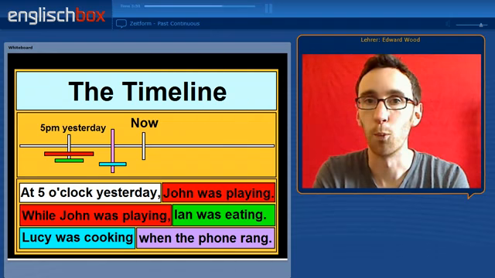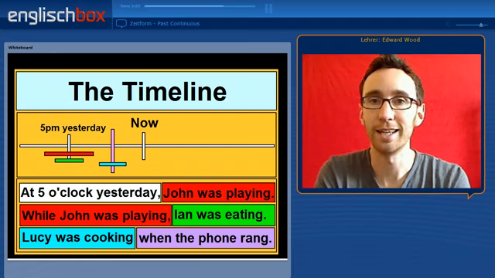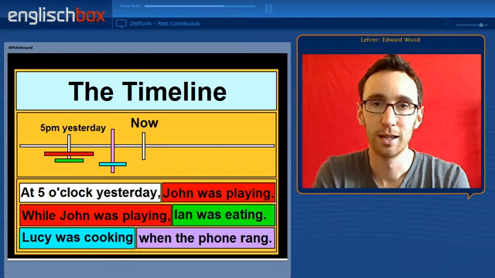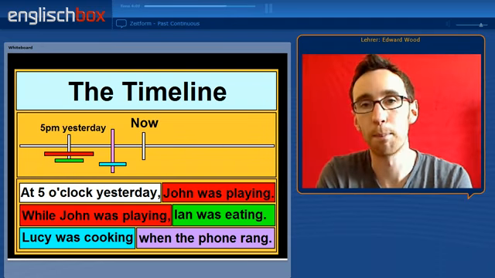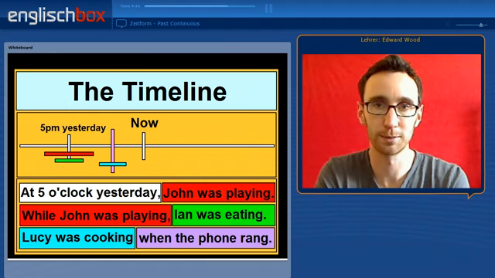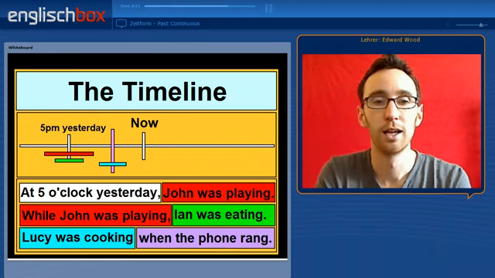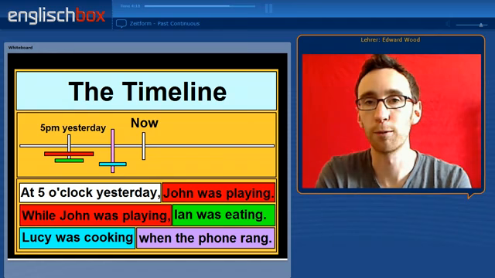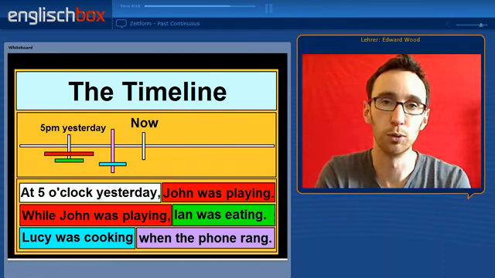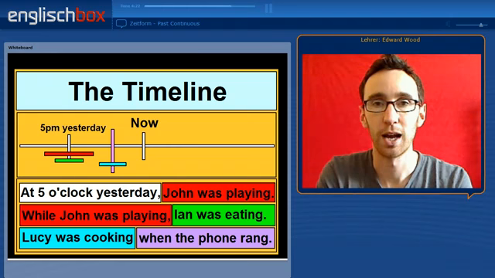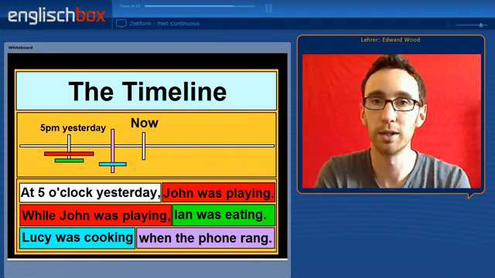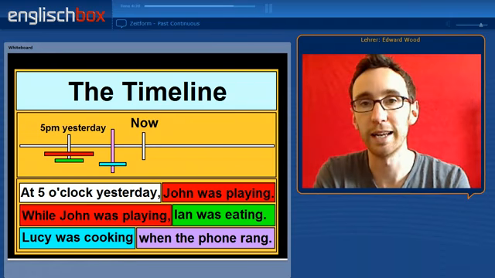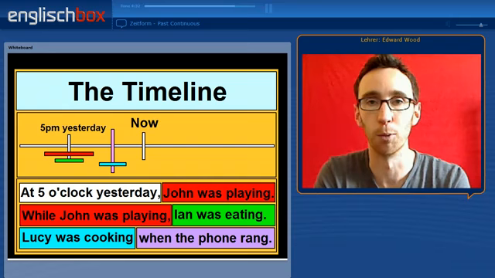While, when or whilst John was playing, Ian was eating. So here we have two simultaneous actions, two actions happening at the same time. So we use the past continuous in both instances. And finally, Lucy was cooking when the phone rang. So Lucy was cooking before the phone rang, and then the phone rang and interrupted this action. So the first action is the past continuous, and the interrupting action is the past simple.